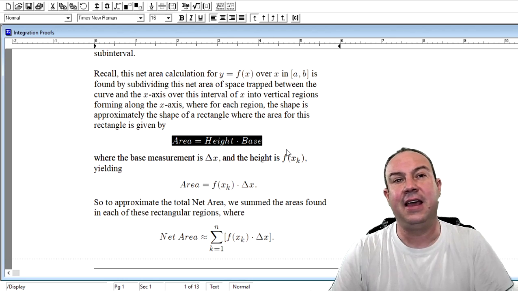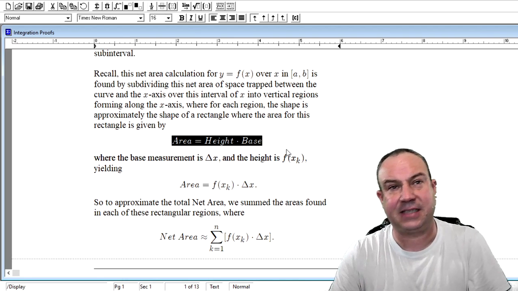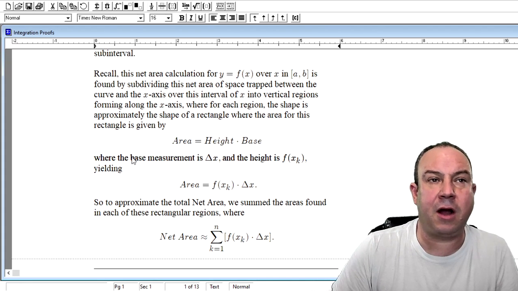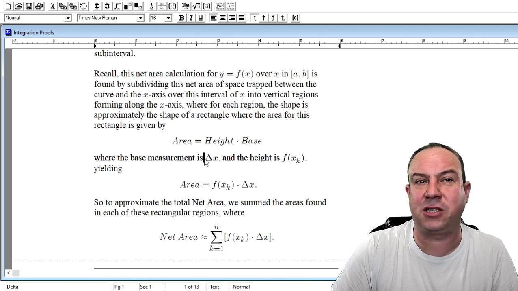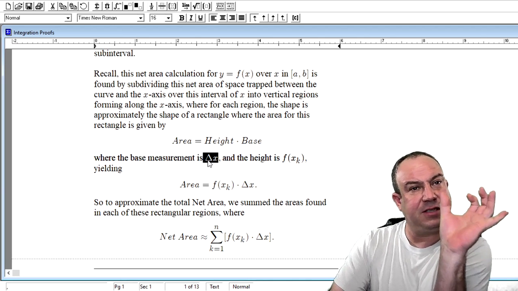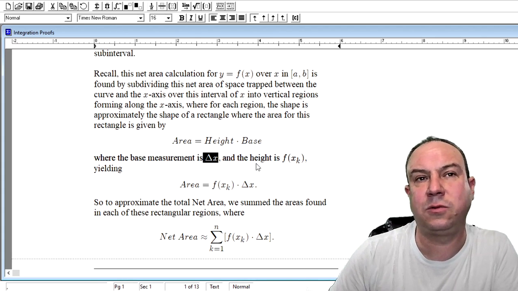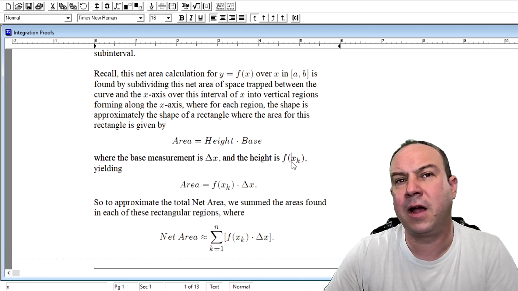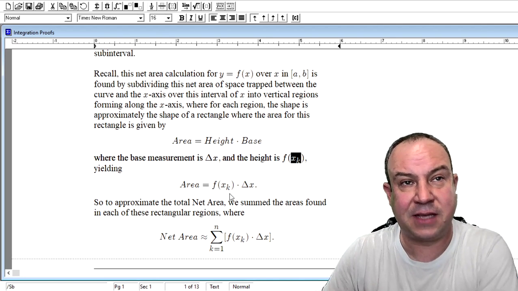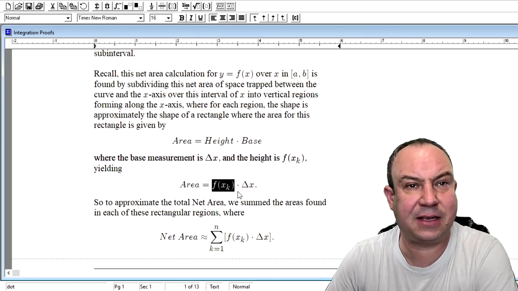If we have a constant height and a constant base measurement, the area calculation is simply height times base. In our particular case here, in the net area calculation, the base measurement was the value given by delta x. The width of each of these subintervals along the x-axis described the base of these rectangles, whereas the height of these rectangles was determined by the function we were integrating, at some representative x value in our kth subinterval. And that area was calculated by simply f at x sub k times delta x.